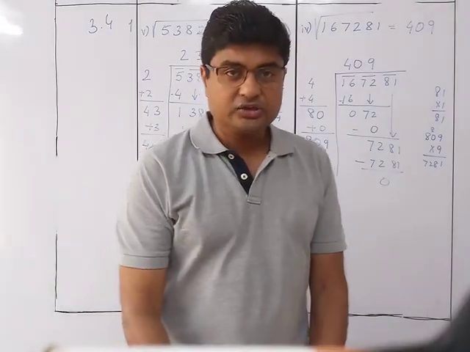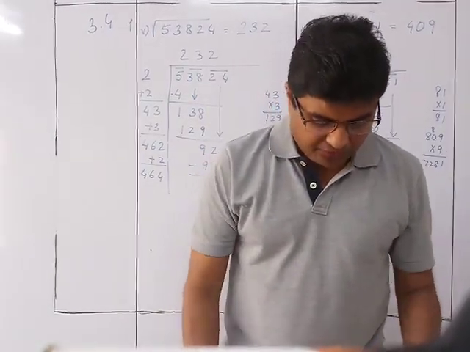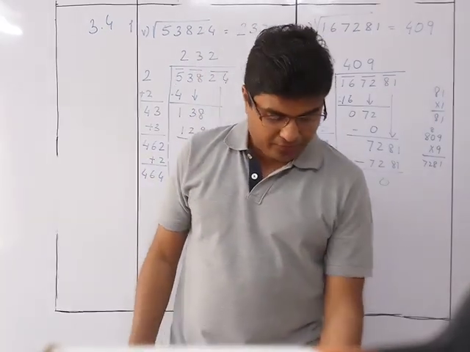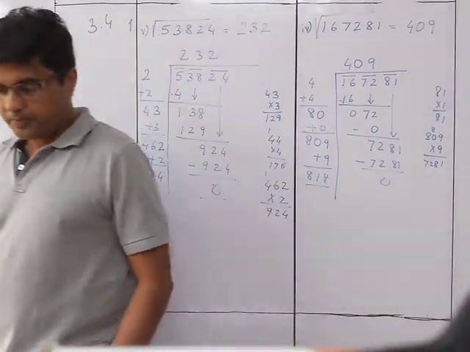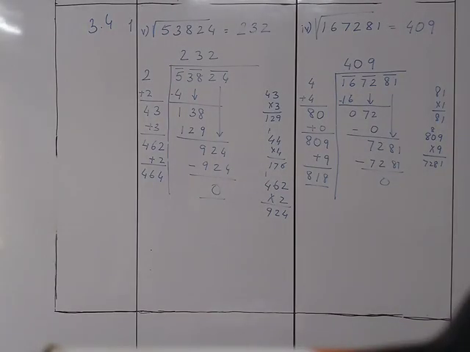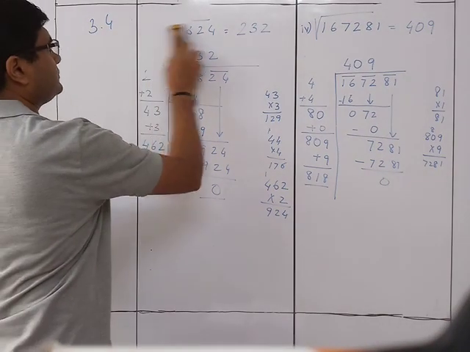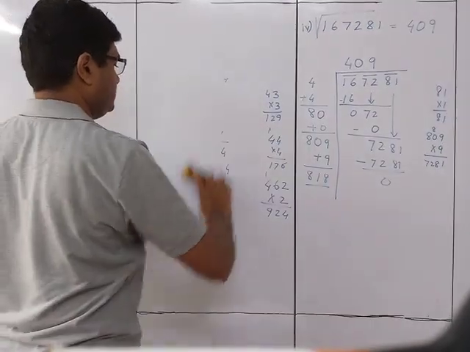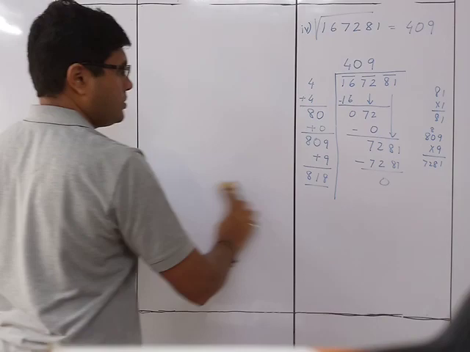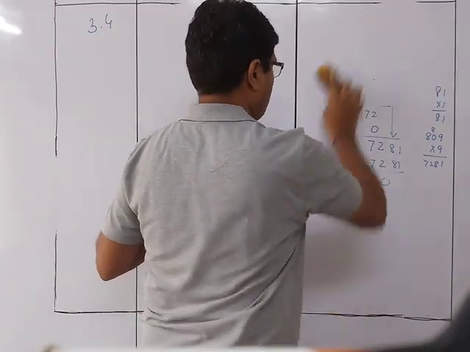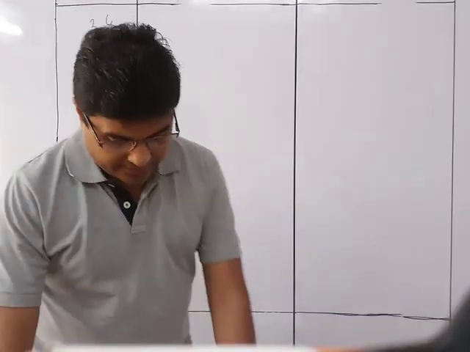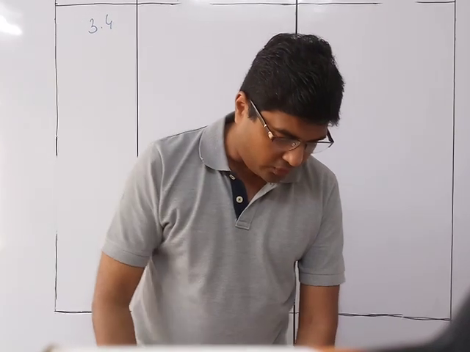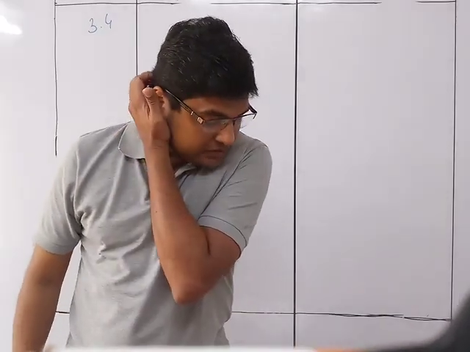Is it clear? Have you understood this properly? So this was the first part of the exercise 3.4, which was to find out the square root by long division method. Okay. Now we see the next part of the exercise.